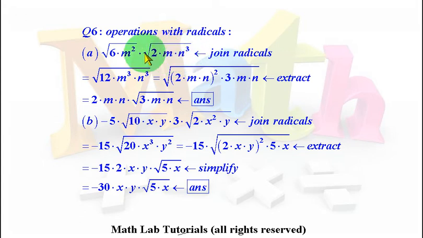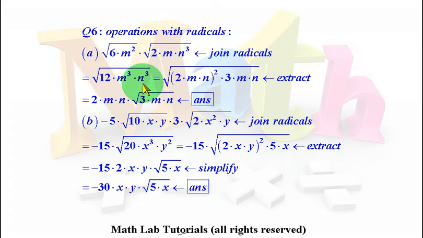When you join up the radicals together, which we can always do because this is of the form root a dot root b, and we know that's equal to the root of a dot b. So all you do is join up these two terms together. We get a big square root. We get a 6.2, which is 12. M squared dot m is m cubed. And then we're left with an n cubed here.